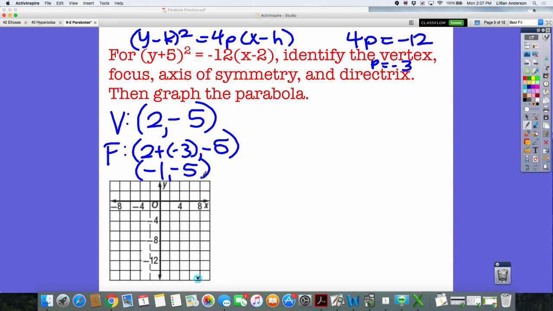What does the axis of symmetry do? It splits it in the middle. The axis of symmetry goes straight through the vertex. Well, that makes sense.